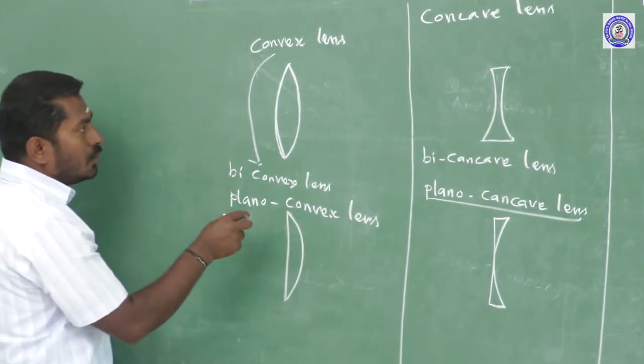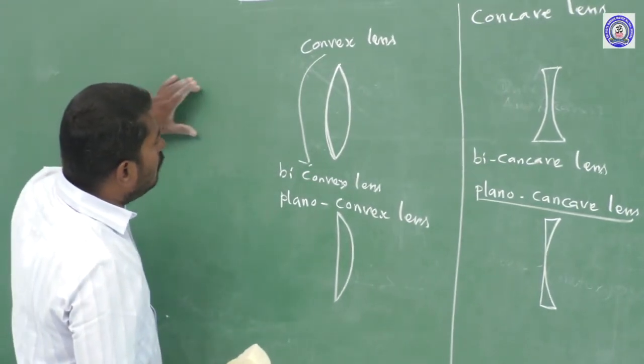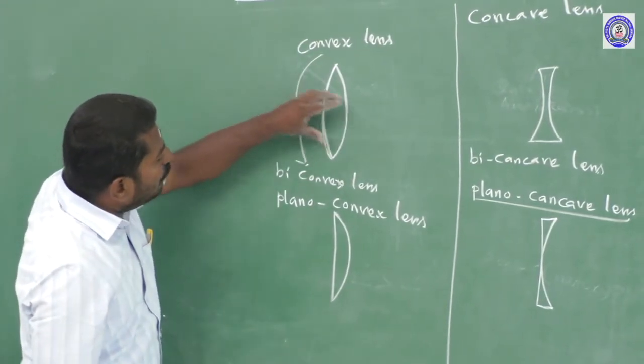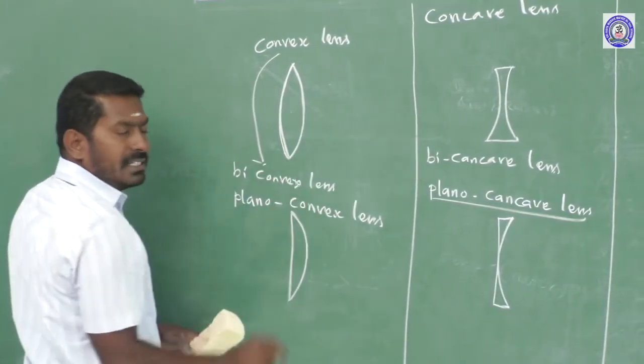A convex lens is also called a converging lens because when a parallel beam of light is made to be incident on the convex lens, after refraction takes place, the refracted rays are converged at a single point.